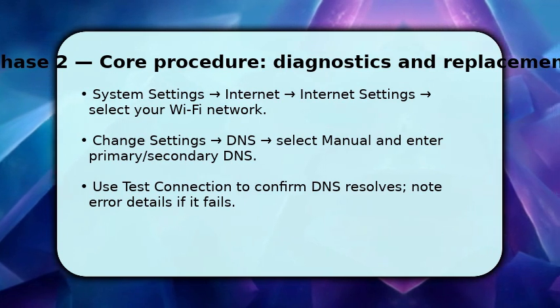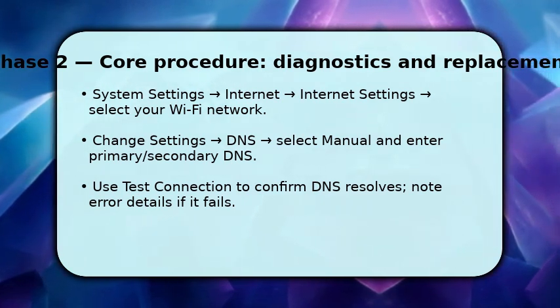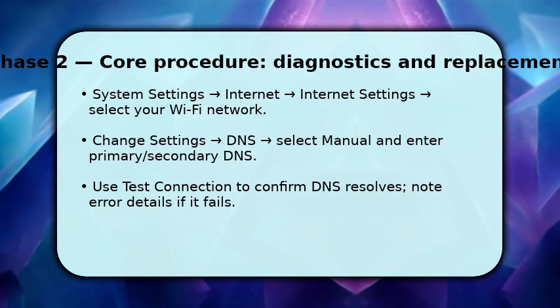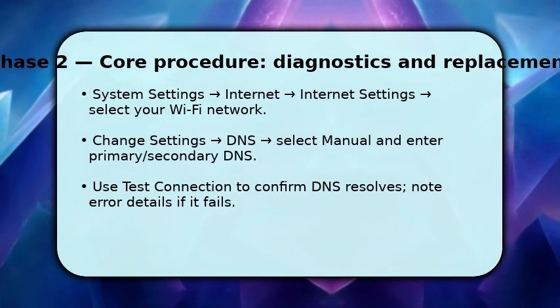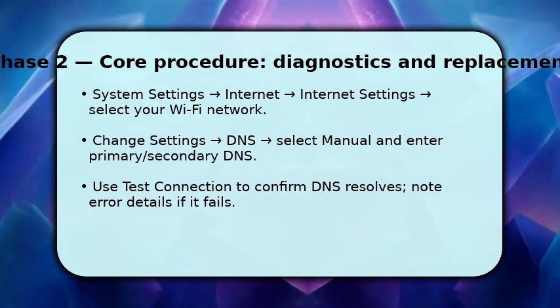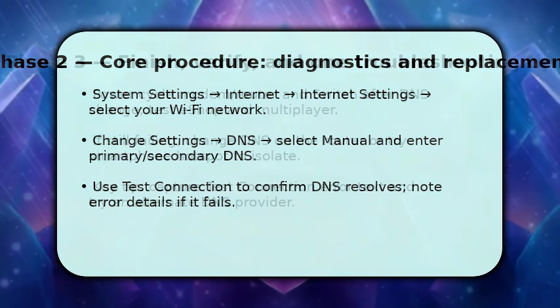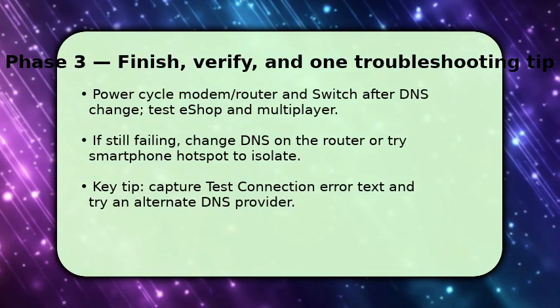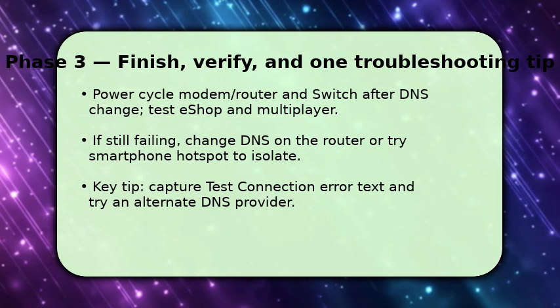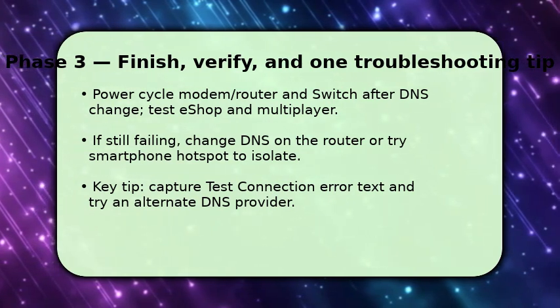Once done, run test connection to force a lookup and check latency and DNS results. If the Switch resolves but is slow, try the alternate provider. Make sure to save settings. After changing DNS, finish by power cycling the router and Switch so the new DNS takes effect. Then test the eShop and online play.